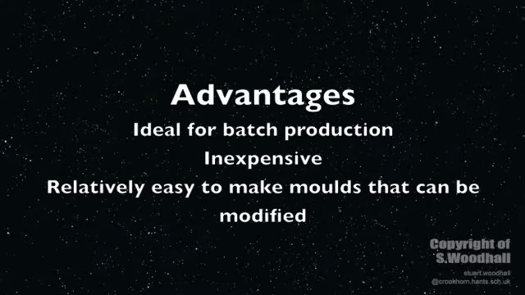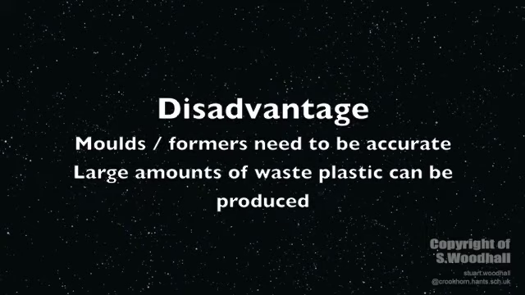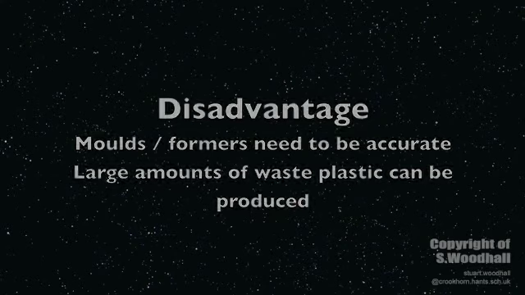The advantages of this method are that it's ideal for batch production as it is inexpensive, and it is relatively easy to remake the moulds as they can be easily modified. The disadvantage of this method is that the moulds need to be accurate. They also need to be produced with a 15-degree angle so the former can be taken out of the plastic. Also, large amounts of waste plastic can be produced as a result of this forming method.